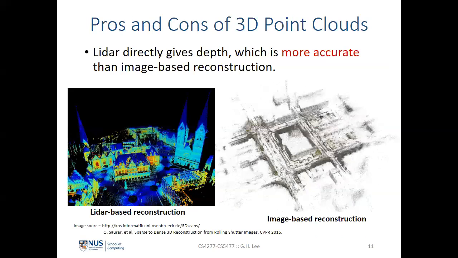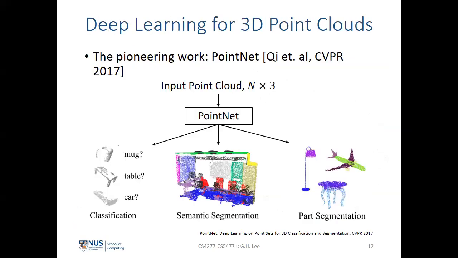Okay, and so after I define what the 3D point cloud is and the pros and cons, let's go into how deep learning can be used for this 3D point cloud. The pioneering work for this is actually PointNet, by Qi et al. from CVPR 2017.